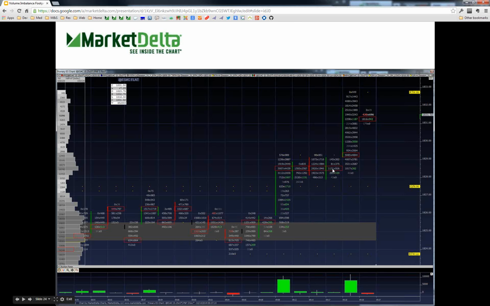This is key. I need to see this to hold. I'm usually willing to give it a few ticks on either side of it. But it's building value up here at this level. There's a lot of interest at this price, 28.5. Buy volume imbalance, and off to the races again.